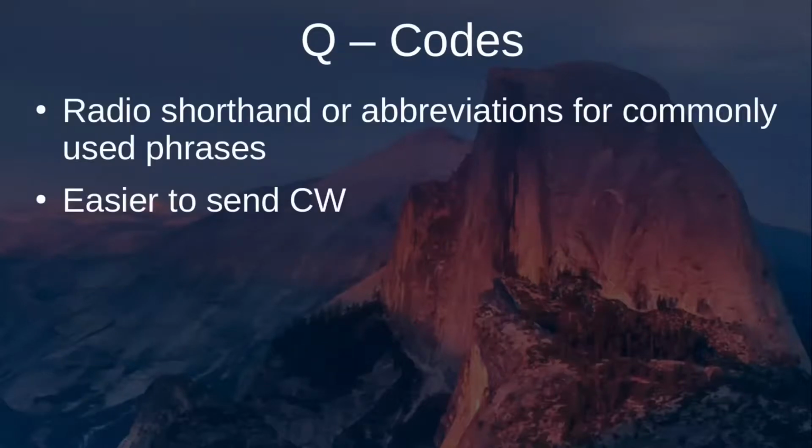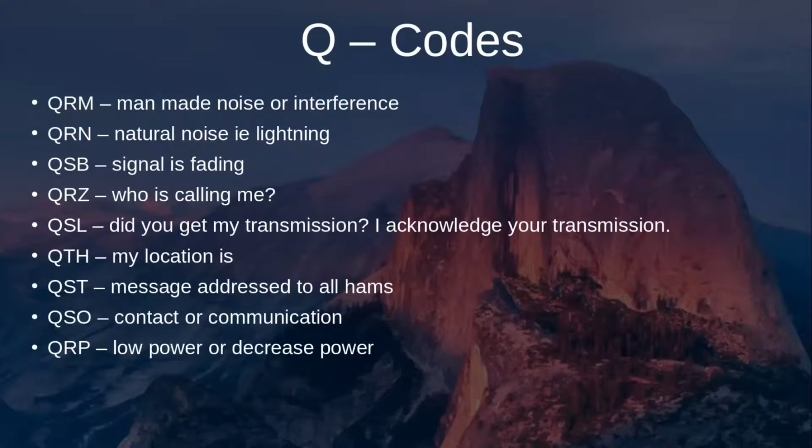There are also Q codes in amateur radio. This is radio shorthand or abbreviations for commonly used phrases. This is in part a little bit reminiscent of the old days when CW was very, very prevalent. However, it's still useful for CW and still very useful for digital communication where you don't necessarily want to spell out the whole word, and you can just use commonly known abbreviations to shorten your transmission and shorten the data rate. So we're not going to be reviewing all Q codes here, just the most commonly used.